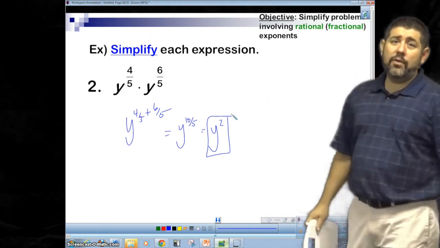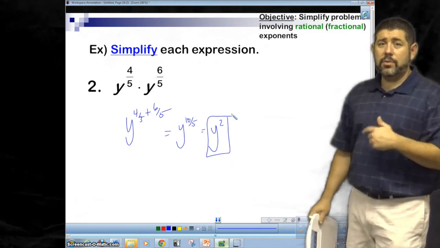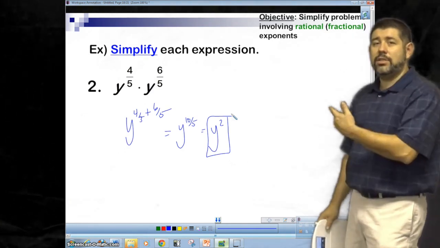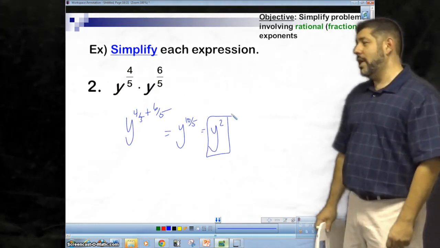Simplifying problems involving rational exponents. Radical to rational exponents, okay? So we'll catch you later.